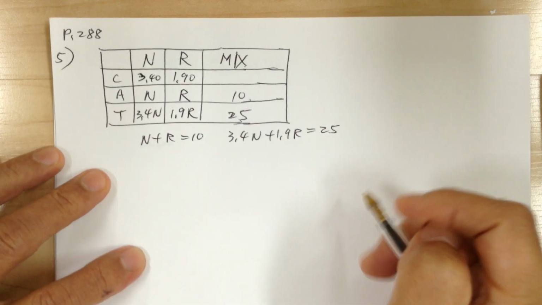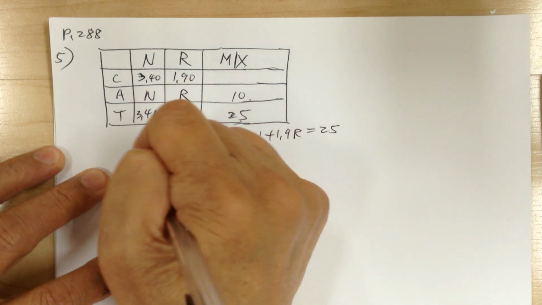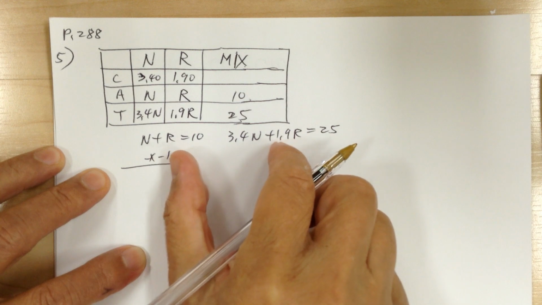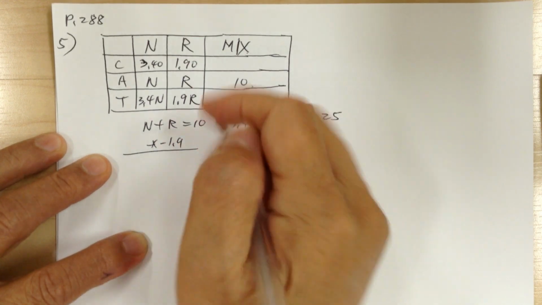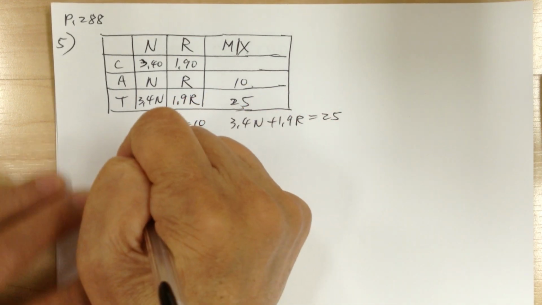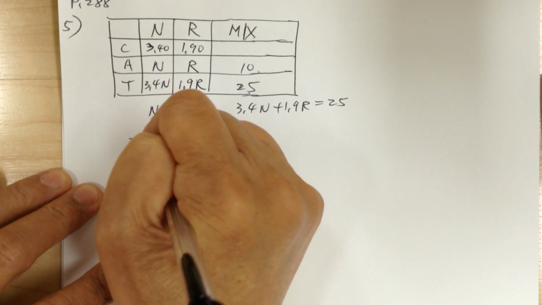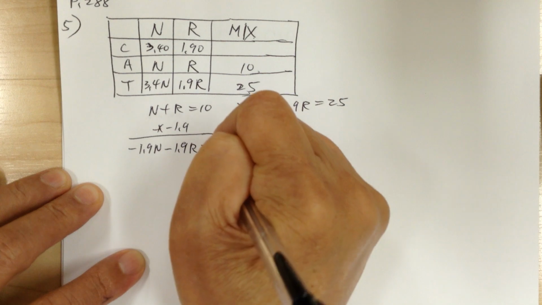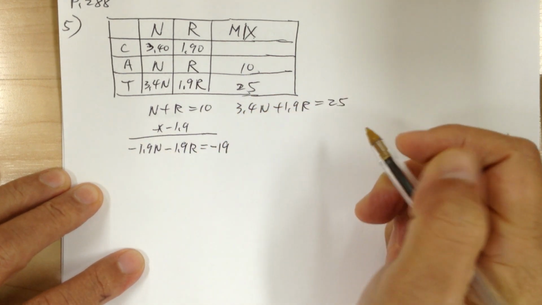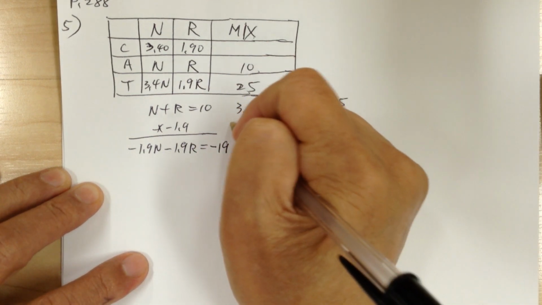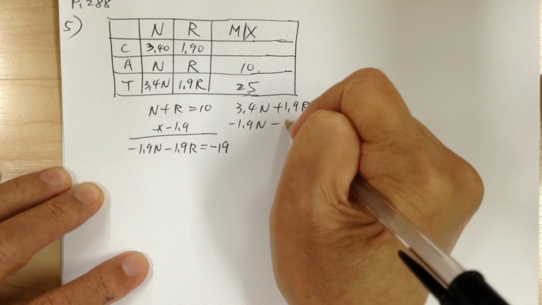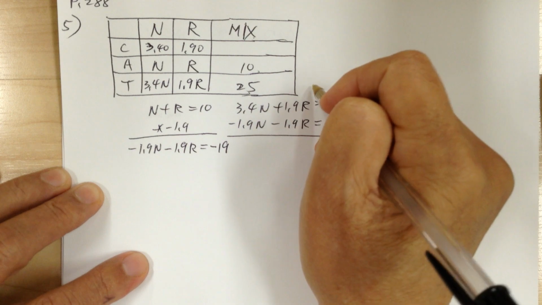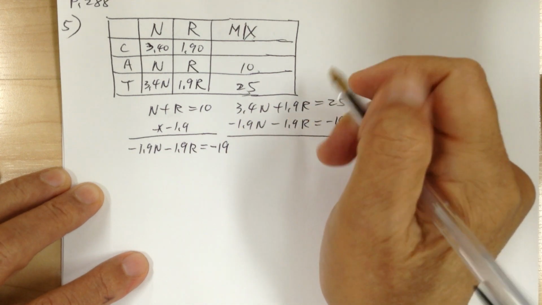So that's going to multiply by negative 1.9, because you always want to eliminate the lower numbers so that way you don't end up with a negative. So you get negative 1.9N minus 1.9R equal to negative 19. Put this under here. When you add, you cancel out. Again, that's your elimination method.